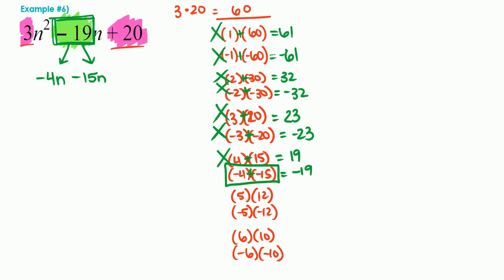Now, I need to go ahead and just write those front and last terms down. So in the front, I still have 3n squared. At the end, I still have plus 20. Now I need to group my problem basically in half. So my first set of parentheses that I'll group together will be 3n squared minus 4n. My second set of parentheses will be negative 15n plus 20. Again, for some, this next step gets a little bit tricky. I need to divide out common factors here.